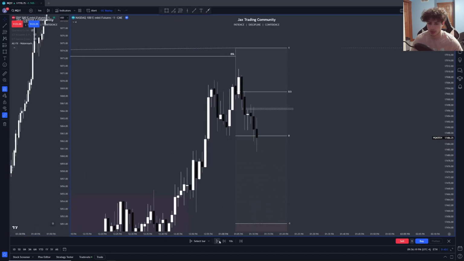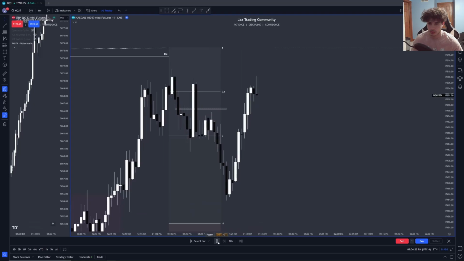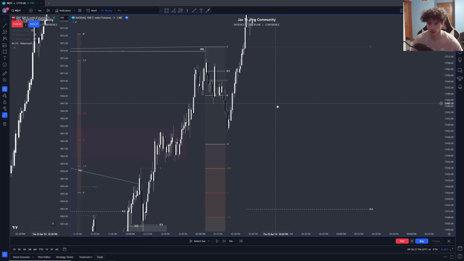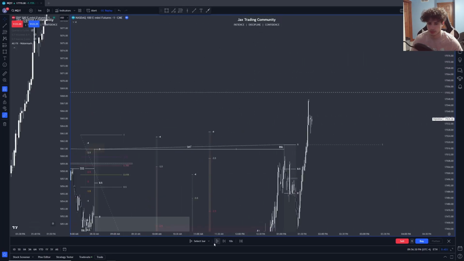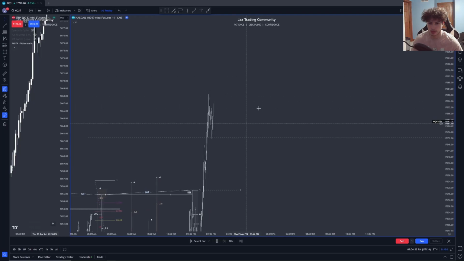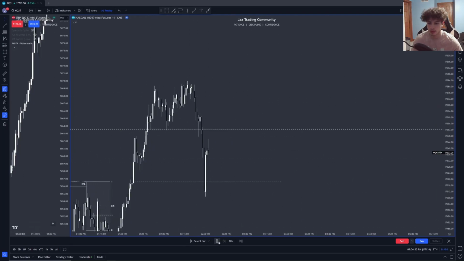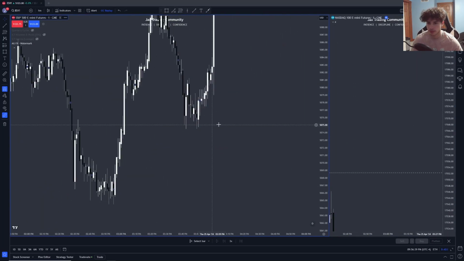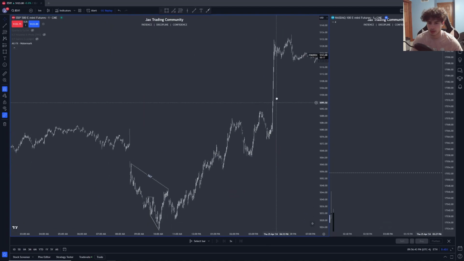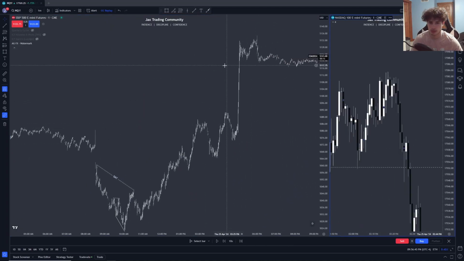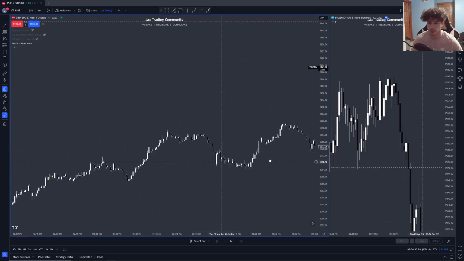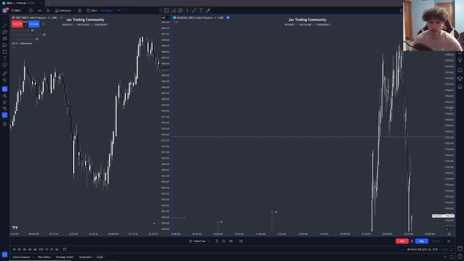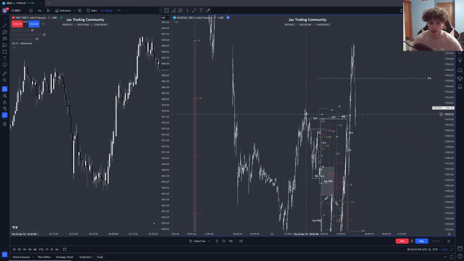So you can already tell what happens, but we end up not respecting that. We end up going higher, and now we're in premium of the range. So now that we're in premium of the range, I'm wanting to look for any sort of short possibility, right? So we're here now. And keep in mind, guys, the objective of the day has been taken, right?